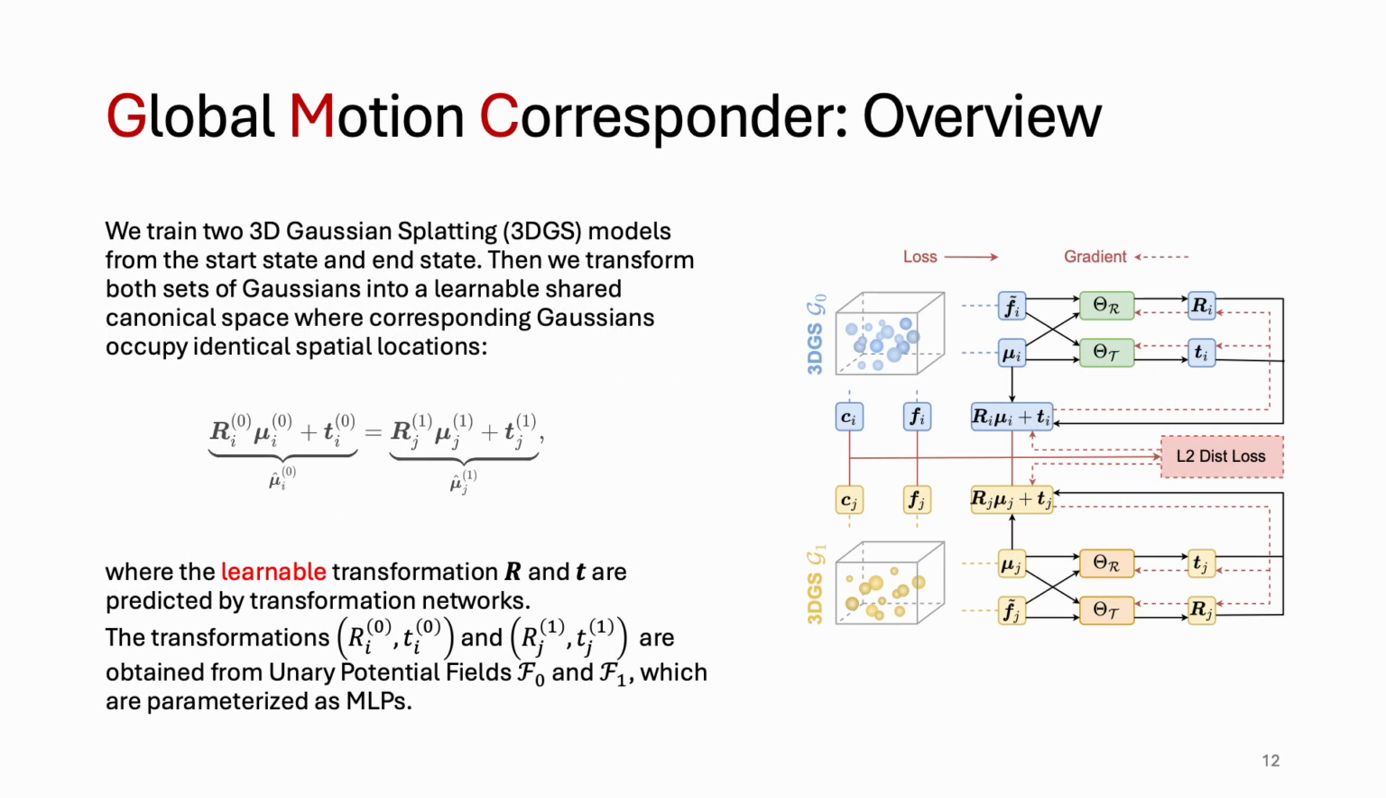Now we present the overview of our method. We train two 3D Gaussian models from the start state and the end state, and then we transform both sets of Gaussians into a learned shared canonical space where corresponding Gaussians occupy identical spatial locations. Here, the transformation R and T is learnable and is predicted by transformation networks, which we call unary potential fields. They are parameterized as MLPs.